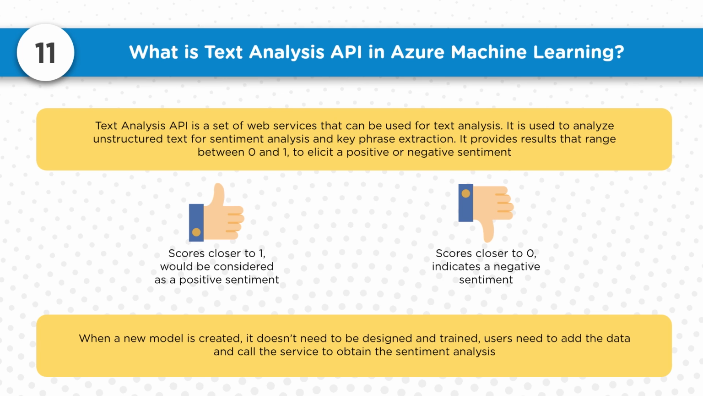Right. So in short, text analysis is an API, a set of web services that can be used for text analysis. It can be used to analyze unstructured statements, sentiment analysis, key phrase extraction, and a lot more. And the results are generally between 0 and 1, with 1 being positive and 0 being negative sentiment. There is not much training, in other words, this is not as complicated as a couple of other text analysis software available in the market. We can simply paste or upload the text, call the service, and it runs a sentiment analysis on it all by itself.